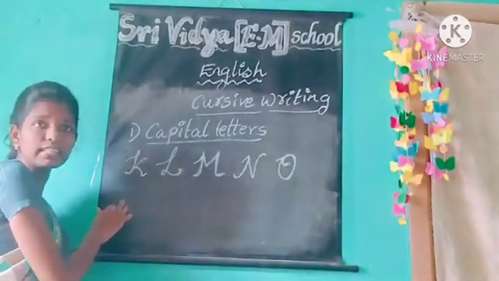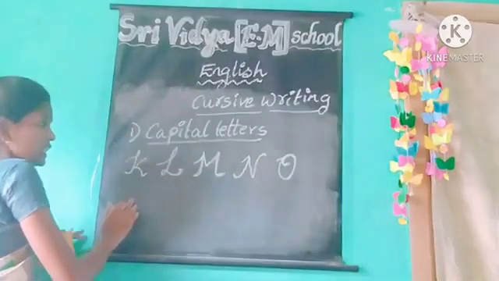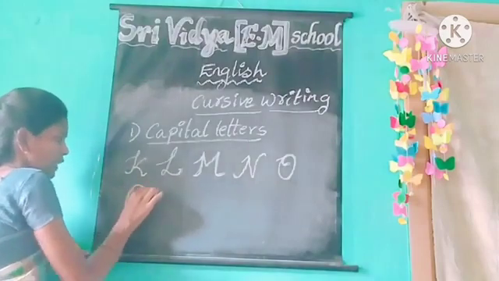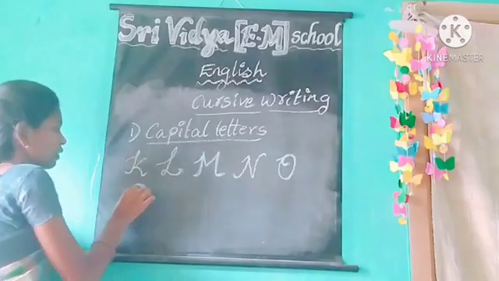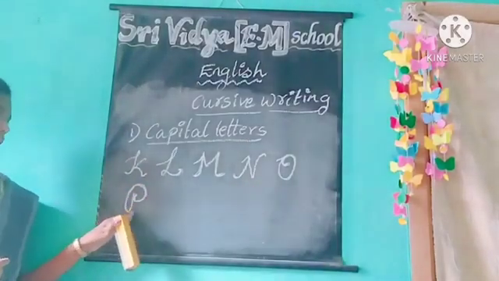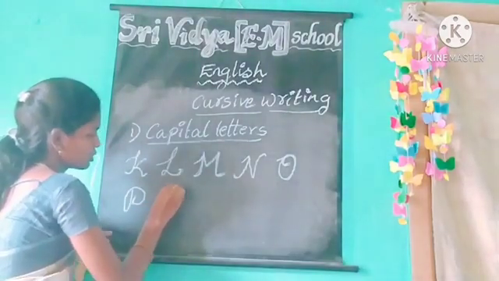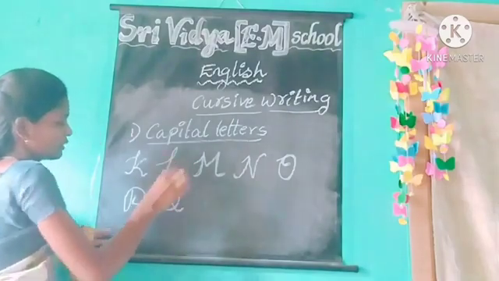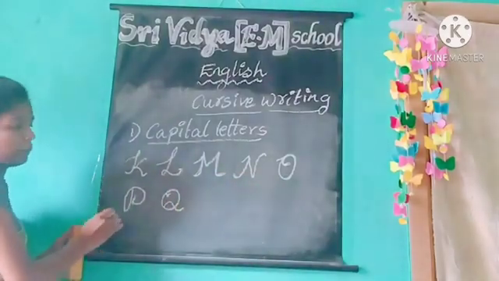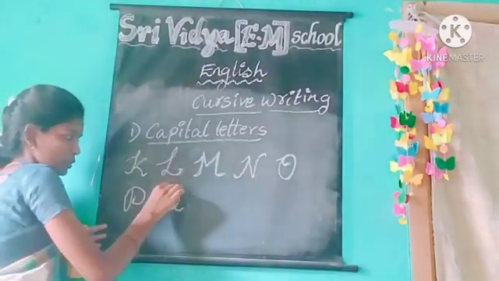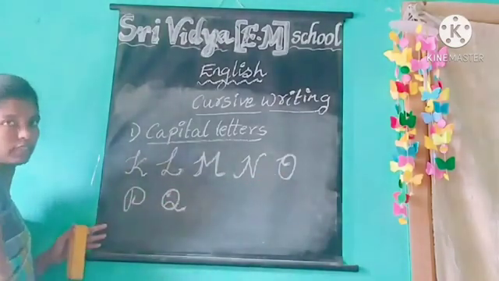After that, what is the next letter after O? P. The next letter after O is P. And next after P is Q. Q should be written as the O and we have to give a slant. Okay. After writing O, the next letter is P. After P, what is the next letter? Q. Q should be written as the O and then we should write the tail for the Q.